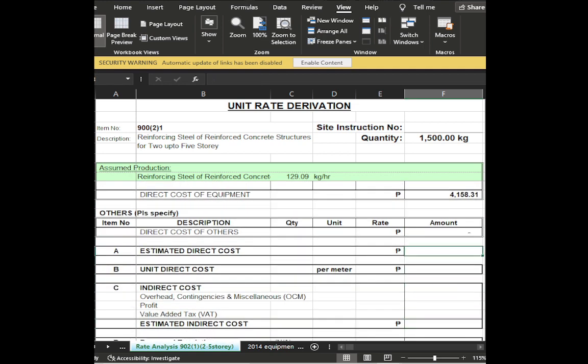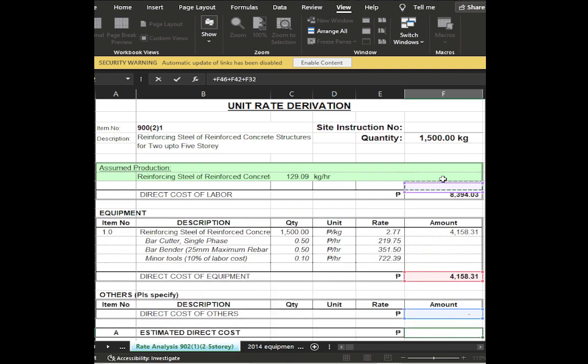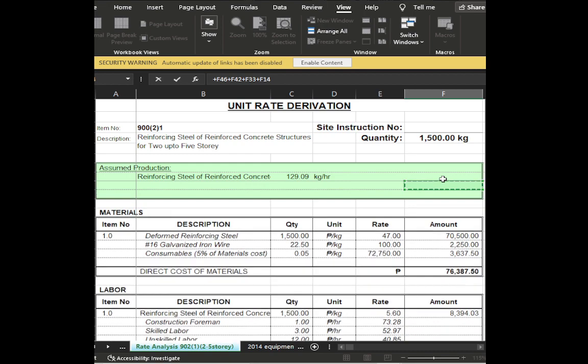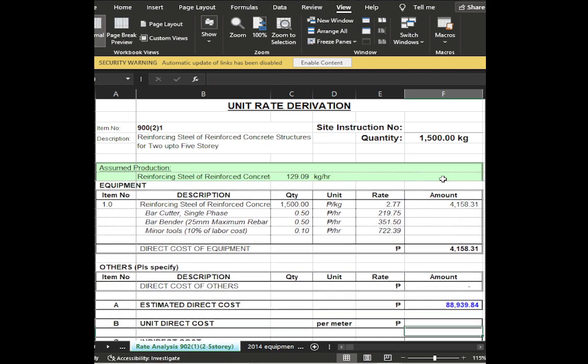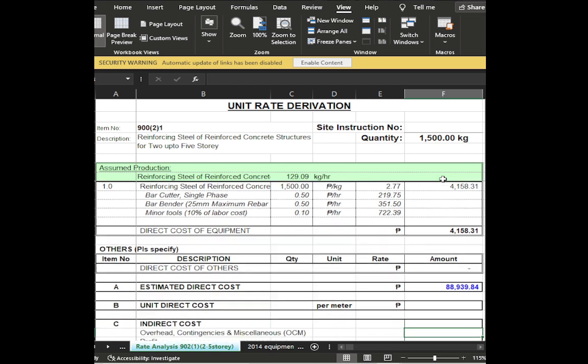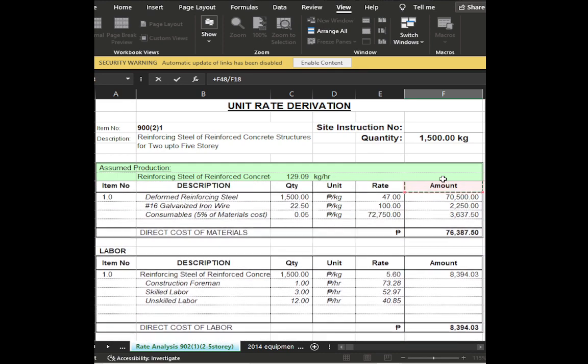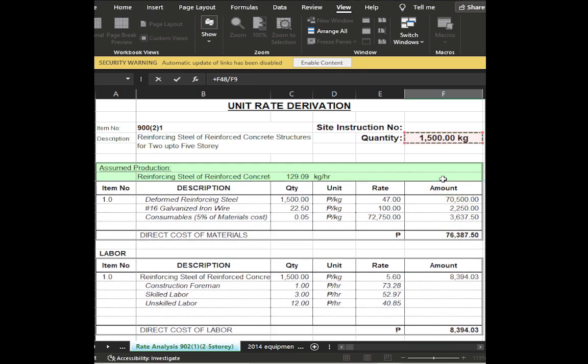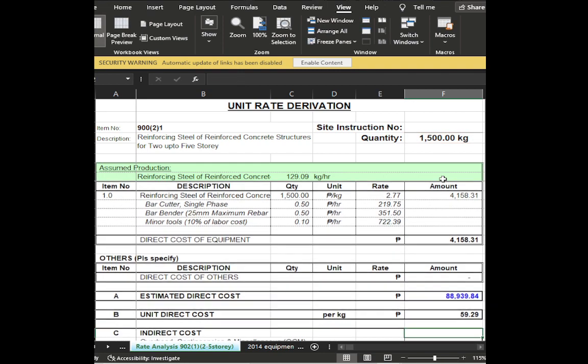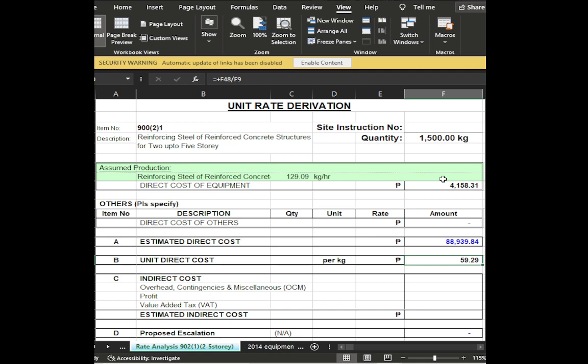So the estimated cost, guys, is the total of the other cost, then direct cost of equipment, plus direct cost of labor plus the materials. The total is 88,939. This one is per kilogram. So we just divide the total estimated direct cost by 1,500, so that we can get the amount per kilogram for direct cost. So only 59.29 per kilogram. So this one is only for the direct cost.